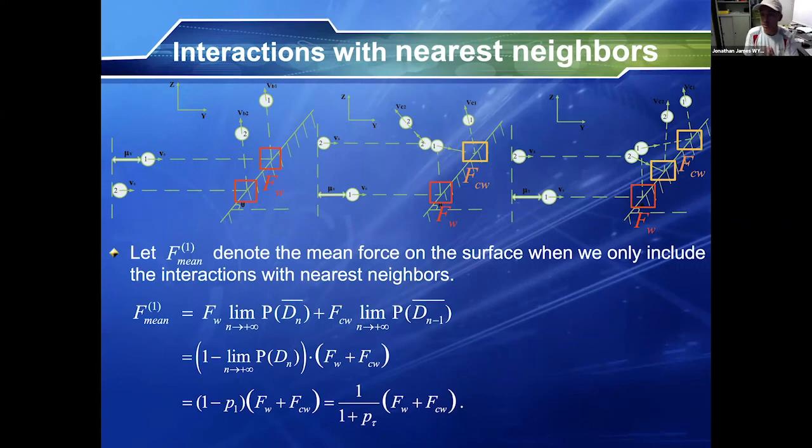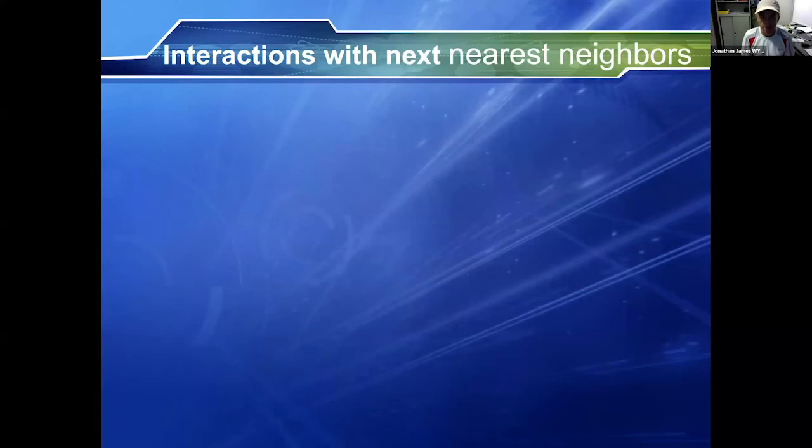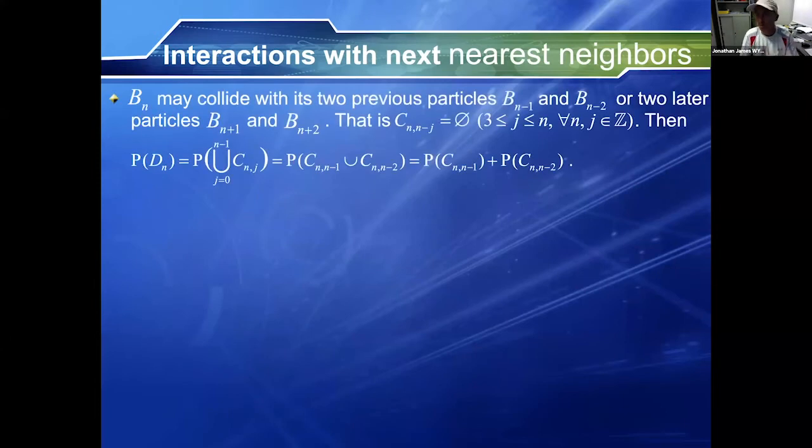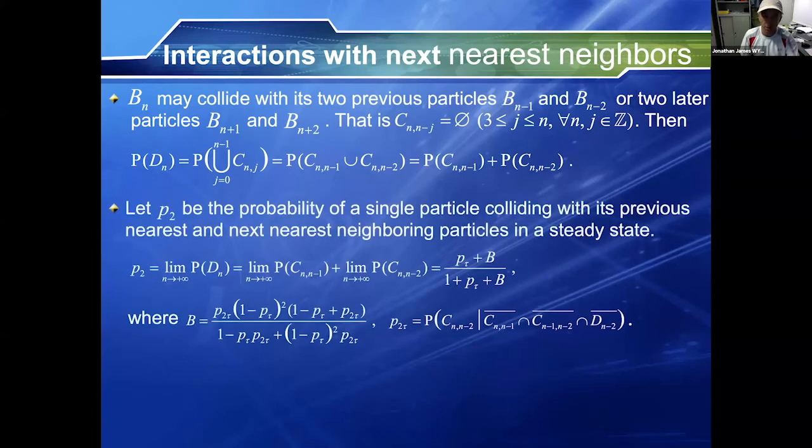We can work this out if we only consider the nearest neighbor particles. We can actually do this calculation, and the formulas are written here. We could extend this to the two particles in front of it and two particles behind it, and then ignore all other collisions. It just gets a little more complicated, and we could do it for three particles and four particles.